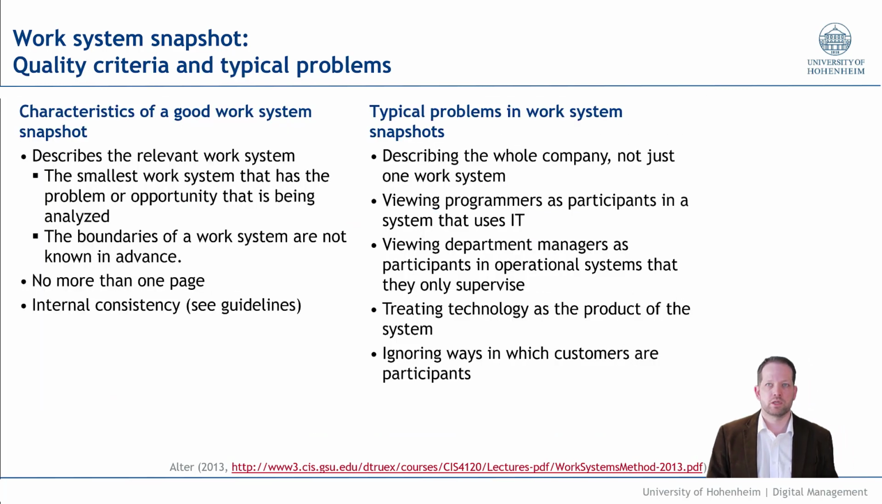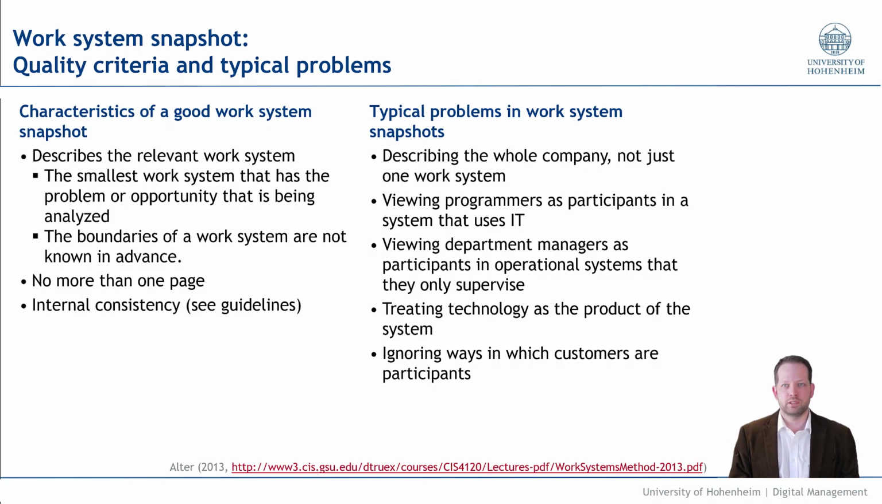So finally, some quality criteria and typical problems when preparing work system snapshots. Characteristics of a good work system are that it describes a relevant work system. That means the smallest work system that has a problem or opportunity that is being analyzed. You start modeling a work system because you either see a problem with a work system which you try to alleviate, or you see an opportunity which you try to capture. And then make it as narrow as possible around that. That will already be complex enough. If you become too broad, then analysis and change is too difficult. So define the smallest work system possible for capturing the problem or opportunity.